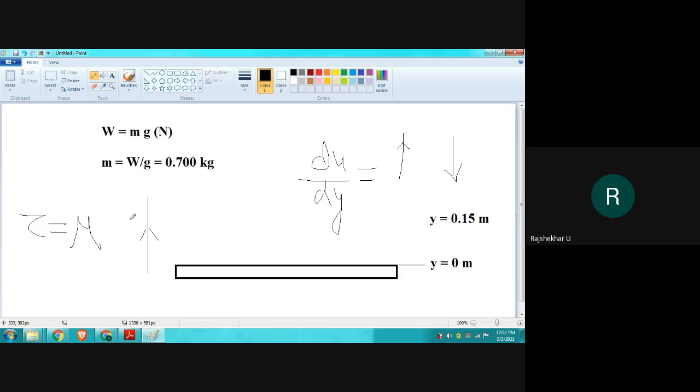mu into du divided by dy. So we know that du by dy at y is equals to 0 has one value, and at y is equals to 0.15 there is another value. So we will find out tau at 0 and tau at 0.15. Mu is the same. Why? It is the same liquid. The liquid is not changing with respect to distance. Only the parameter du by dy is changing with respect to distance.